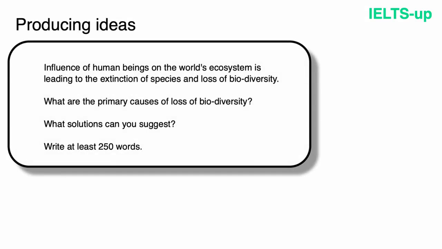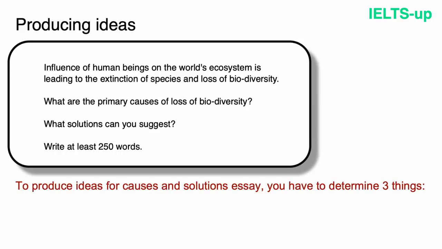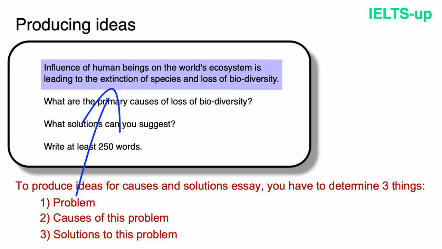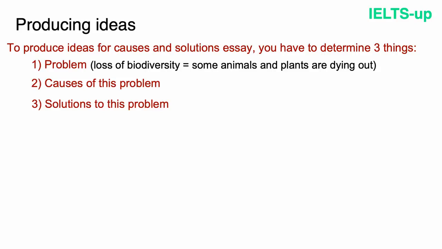So, we're starting to plan our essay by producing ideas. To produce ideas for causes and solutions essay, you have to determine 3 things. First is a problem. Second are causes of this problem. And third are solutions to this problem. The problem is already given in your question card. It's loss of biodiversity. Or in other words, some animals and plants are dying out. Now let's think about its causes and solutions.